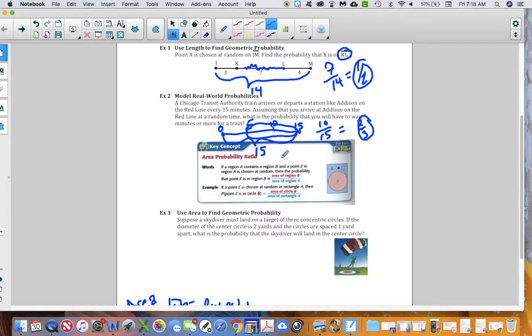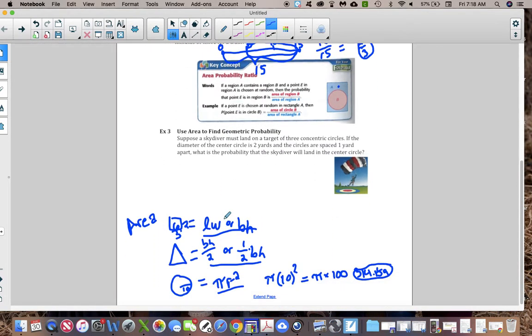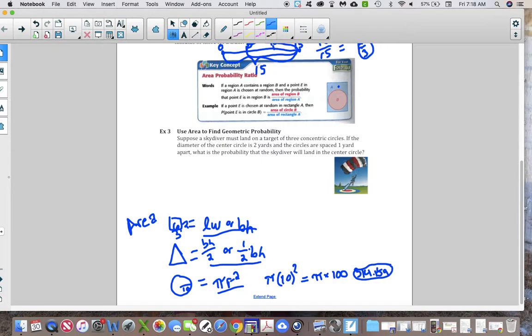Now here's where we're getting down to the area. I skipped example 2, sorry. So example 3, use area to find the geometric probability. Suppose a skydiver must land on a target down below, so you can see this little target of 3 concentric circles. That's just 3 circles inside of each other. Red, yellow, blue. If the diameter of the center circle is 2 yards and the circles are spaced 1 yard apart, what is the probability that the skydiver will land in the center circle?